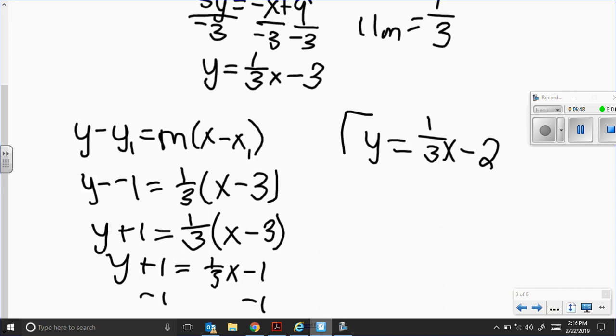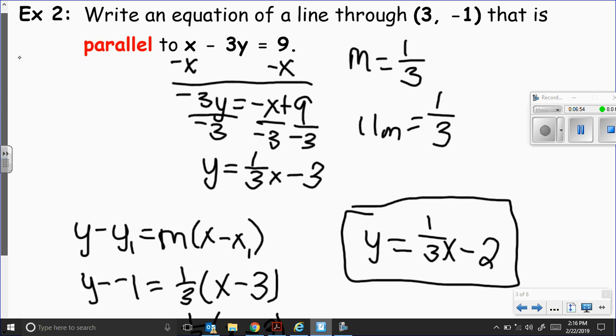And so now this is the equation that is parallel to our initial equation of x minus 3y equals 9, and it goes through the point 3, negative 1. So there are a bunch of lines that would be parallel to this original line, but not all of them go through the point 3, negative 1.